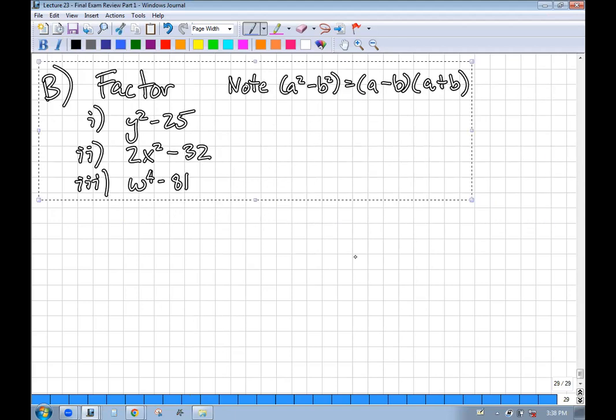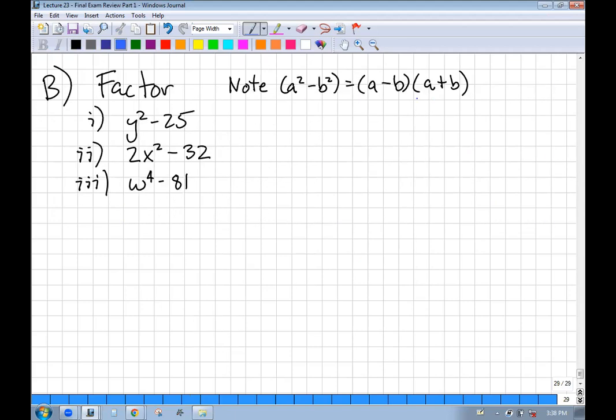All right, factor. So this is just a reminder of the difference of two squares, right? This is to show your work. All you could do is really write 25 is 5 squared. So this is y minus 5 times y plus 5. Box your answer. This guy, we can pull a 2 out.